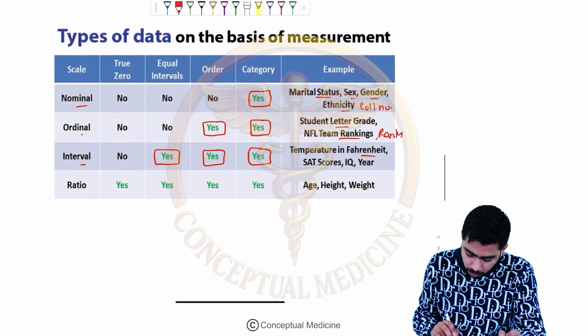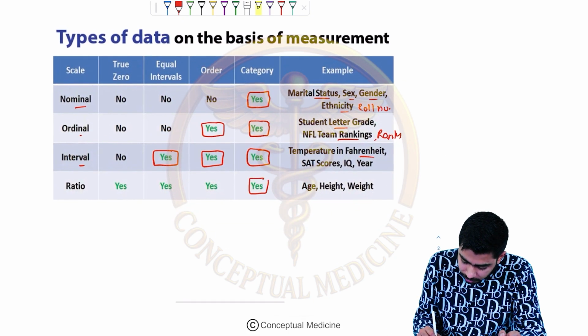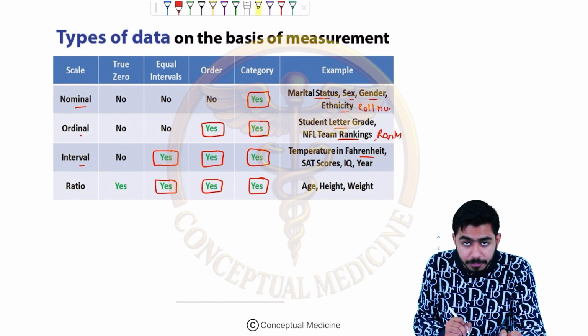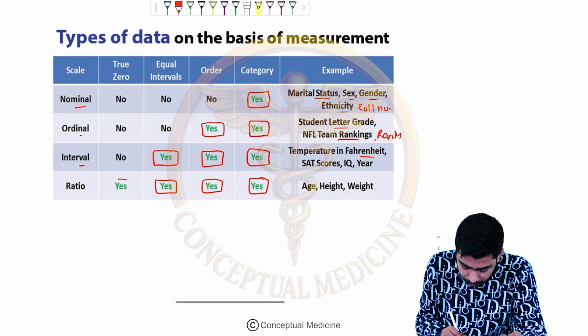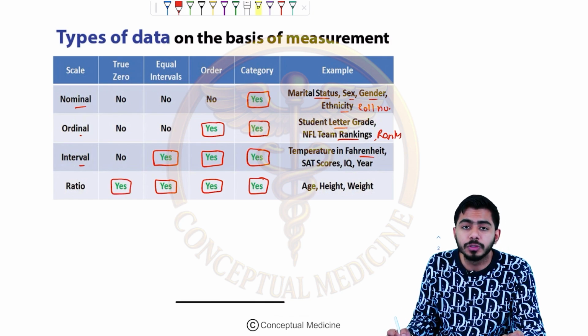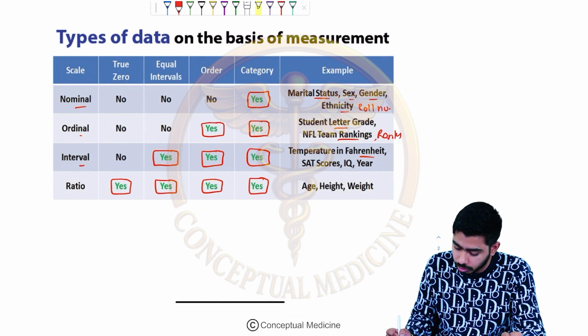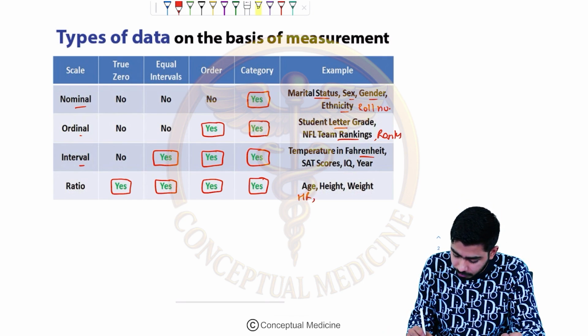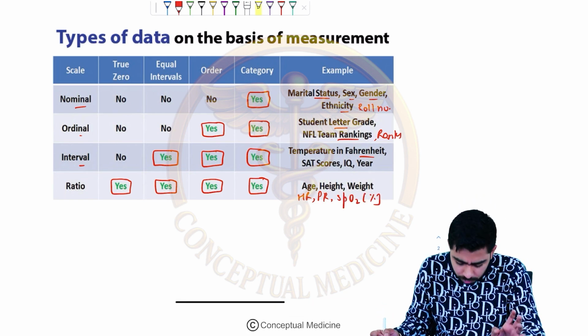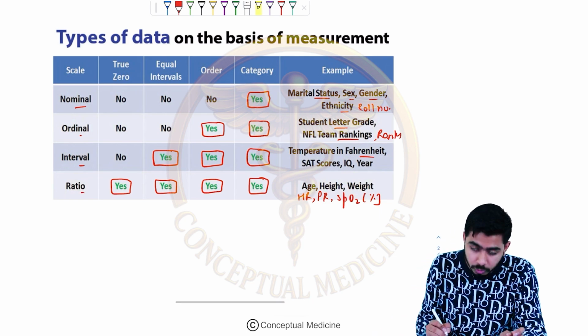Now ratio, if you talk about it: in the ratio the category is there, order is also there, equal intervals are also present. Along with that, there could be the ratio as well. In the ratio there could be a true zero as well. For example, heart rate, pulse rate, saturation, right? Heart rate, pulse rate, SpO2 of the patient in percentages obviously, then age, height, weight, all of these are examples of ratio, right?